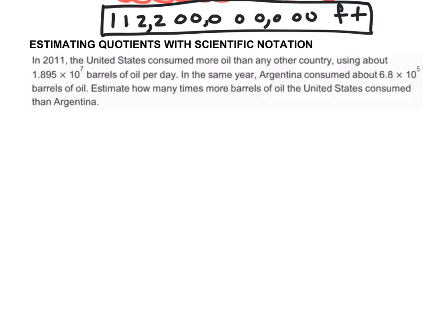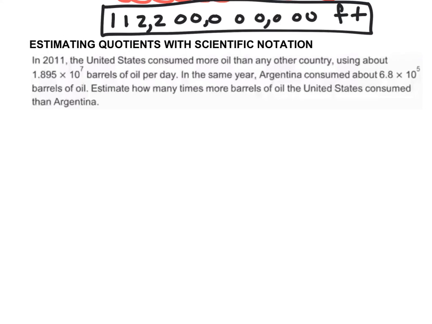So estimating quotients. In 2011, the United States consumed more oil than any other country, using about 1.895 times 10 to the 7th barrels of oil per day. In the same year, Argentina consumed about 6.8 times 10 to the 5th barrels of oil. Estimate how many times more barrels of oil the United States consumed than Argentina. And so all we would do is we would take this number here, 1.895 times 10 to the 7th barrels per day.